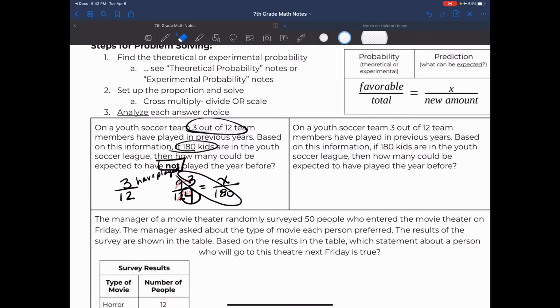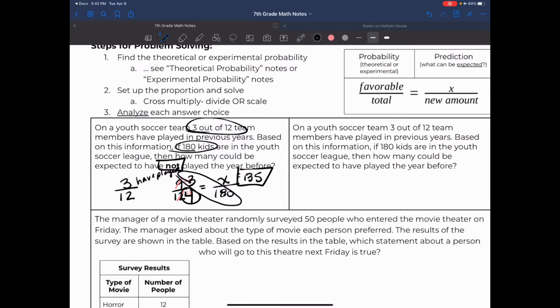And I would just honestly do this on a separate sheet of paper or off to the side. So now I'm doing 4 going into 540. 4 can go into 5 one time. Remainder 1. 4 can go into 14 3 times. Remainder 2. 4 can go into 25 times. So x equals 135 out of the 180 have not played in prior years.